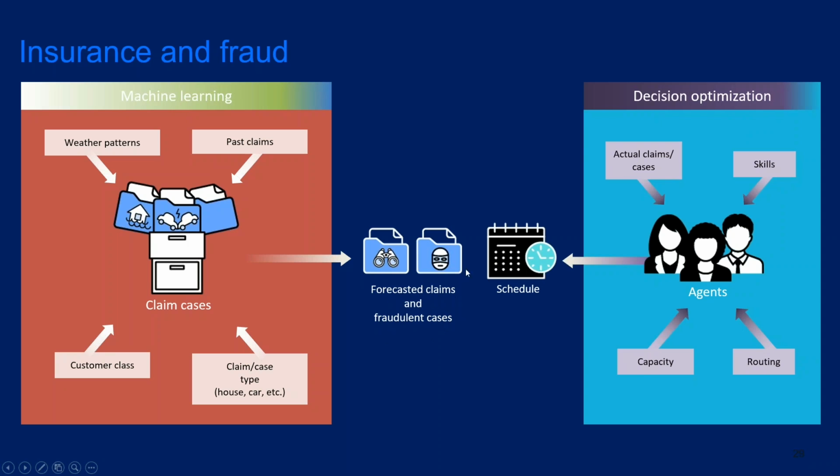How you're going to use decision optimization: you're going to use this information, combine it with decision optimization, and use the actual cases you have, the skills of your agents, your capacity, and the routing, how you will send them from one to another, and create a schedule. So now you're more clever to assign the right case to the right person with the right skills. There are many insurance companies that now start using decision optimization combined with this area.